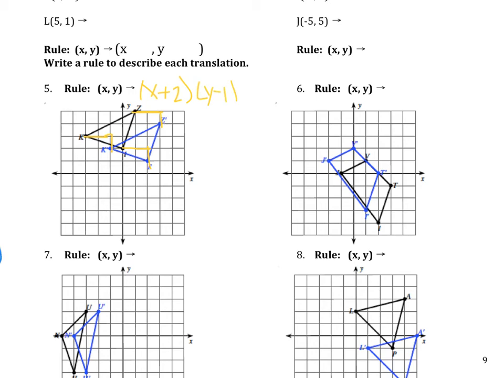For number 6, again, we're going to be starting with our pre-image, which is V, and we're going to be moving to V prime, which is our image. So what we see happening is we're moving 1 to the left and up 1. T, we're moving over to the left 1, up 1 for T prime. From I, over 1 to the left, up 1. So what we can see in the situation, our X is decreasing by 1, but our Y is increasing by 1.